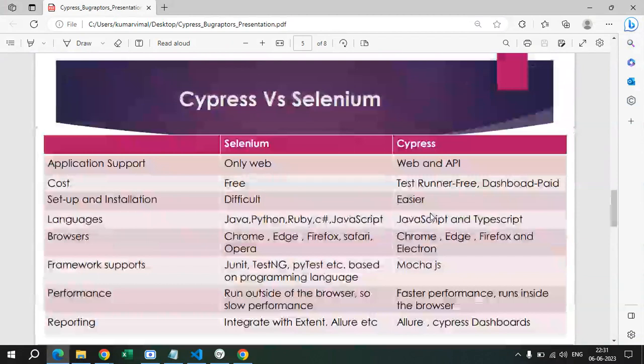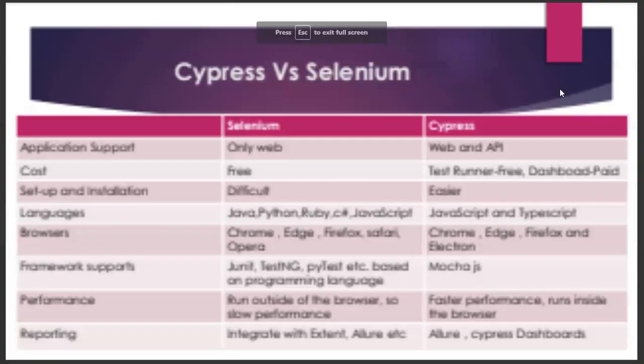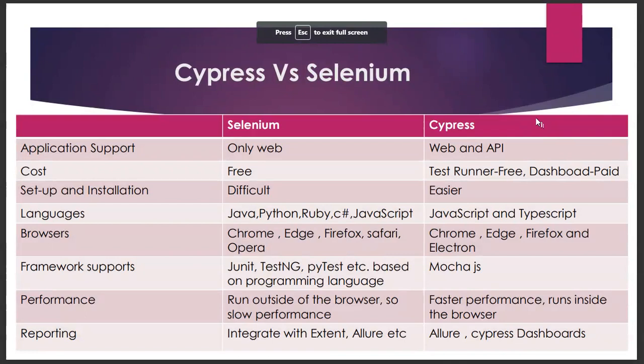Now the next slide is for Cypress versus Selenium. Although Cypress and Selenium are both architecturally as well as fundamentally different from each other. On application support, Selenium only supports web, right? Whereas in Cypress you can test web as well as API, you can test both. So this is the basic difference between Selenium and Cypress.